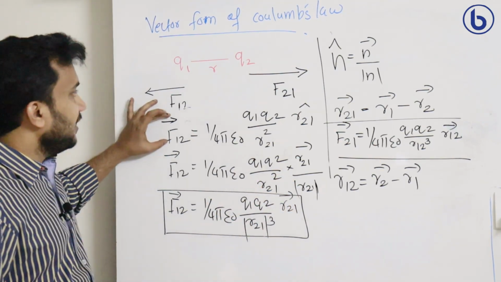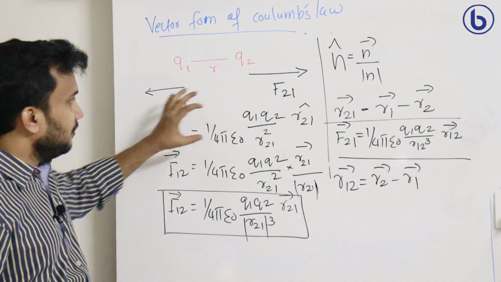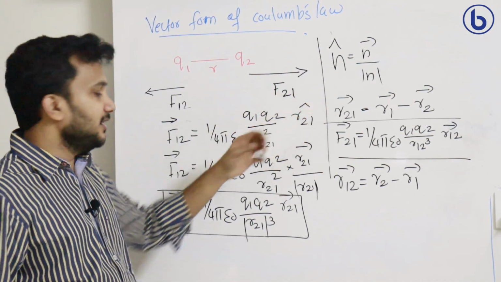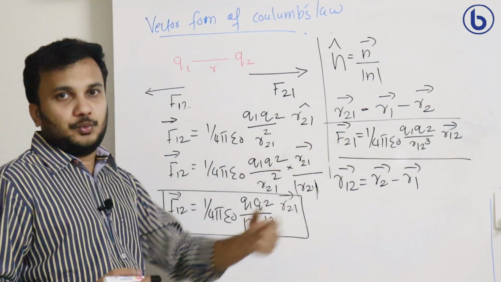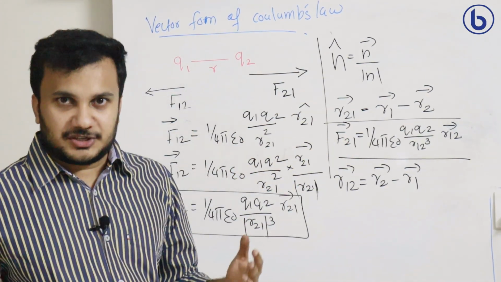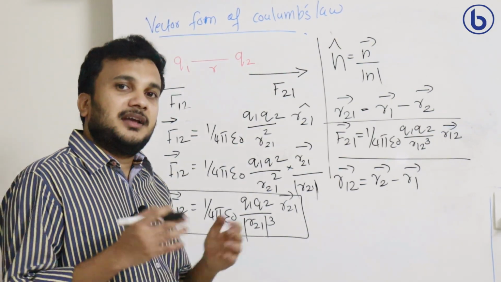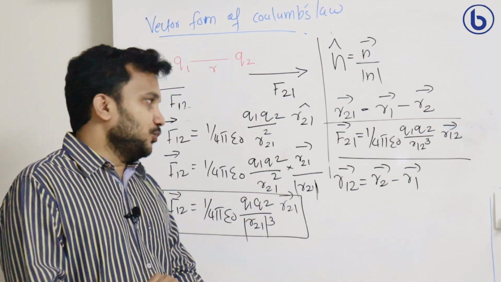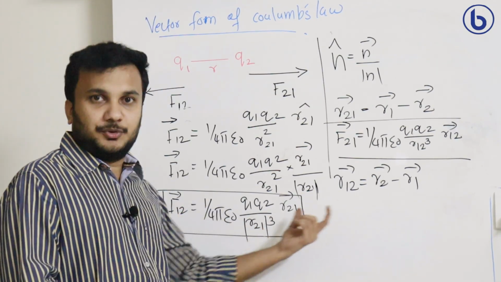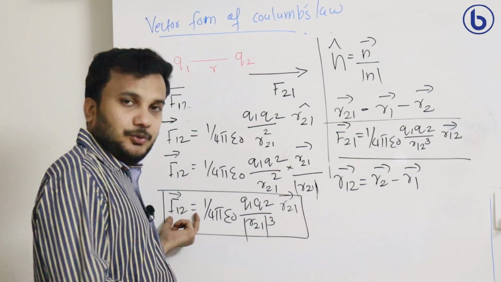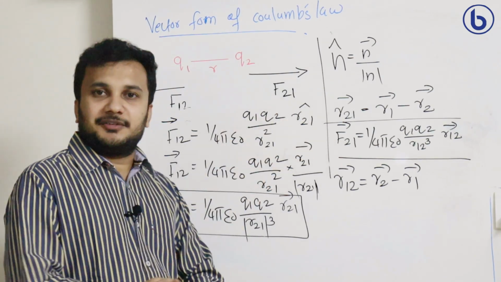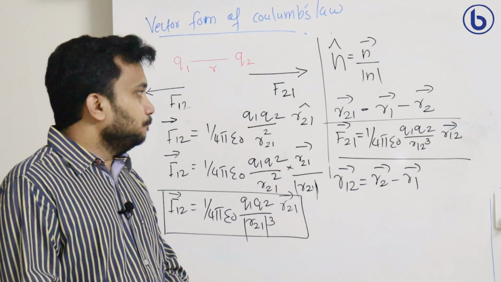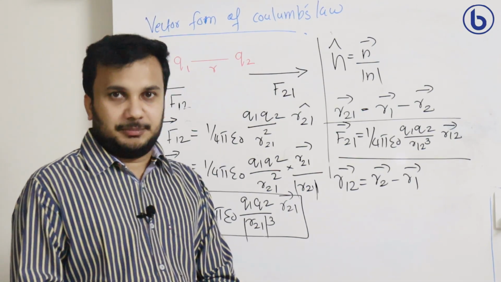So while you are writing in a vector format, the first step is always to write the magnitude, then multiply it with a unit vector. F12 and F21 are always in opposite directions, as I told before. Whether it is an attractive force or a repulsive force, both forces are in opposite directions. Okay, hope you understand. F12 I described, F21 you have written yourself. Okay, and we'll move to the next topic.